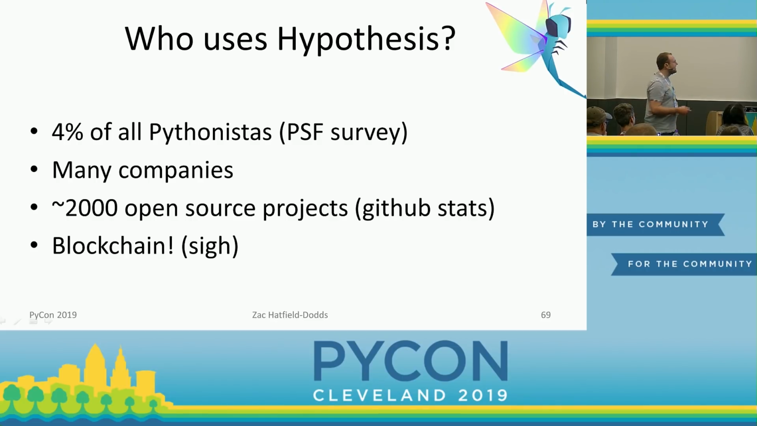According to the PSF survey this year, about 4% of all people using Python who responded to that survey use Hypothesis too, which is super exciting to me. Many companies use Hypothesis. We've got people on our bug tracker from Uber, Google, Amazon Web Services, and various others who aren't allowed to tell me formally that they use Hypothesis for corporate policy reasons, but I can see their email domain. Something like 2,000 open source projects on GitHub are using Hypothesis, and the Ethereum blockchain uses it too somehow.